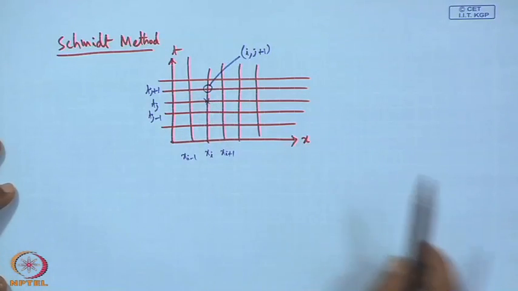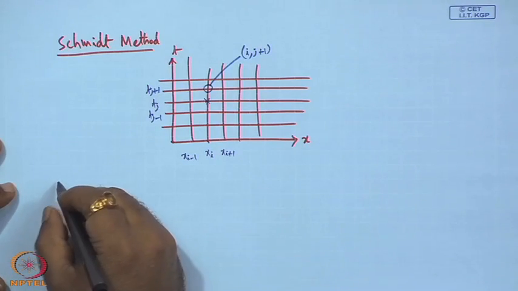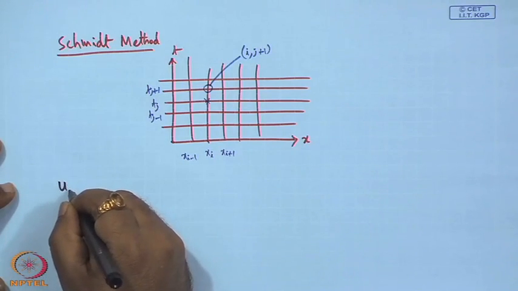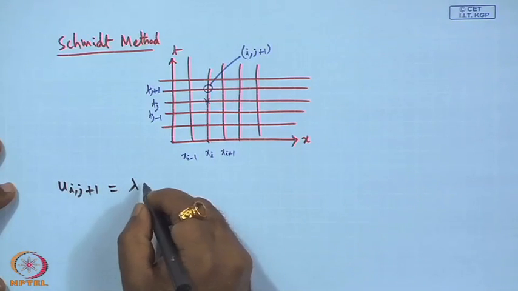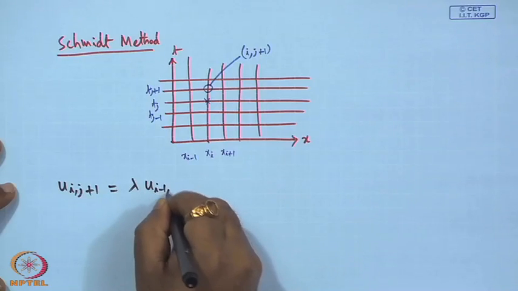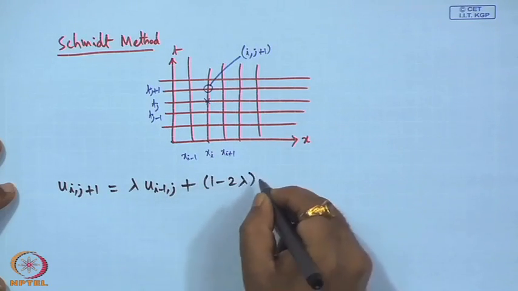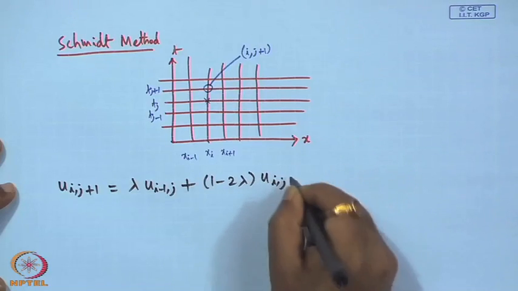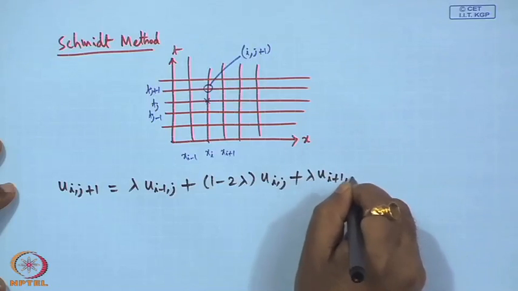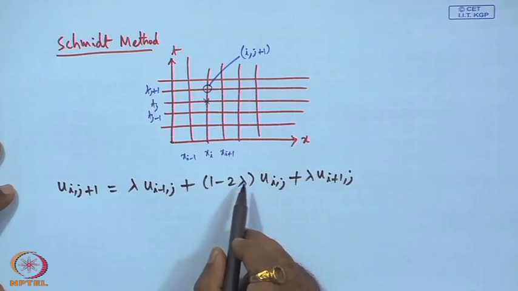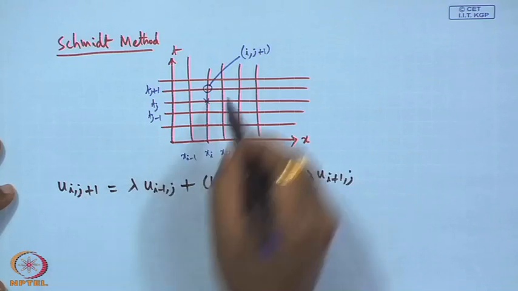So, if you recall the Schmid method, the formula is u I j plus 1 equals lambda times, plus, okay. So, this involves these points, u I j plus 1.